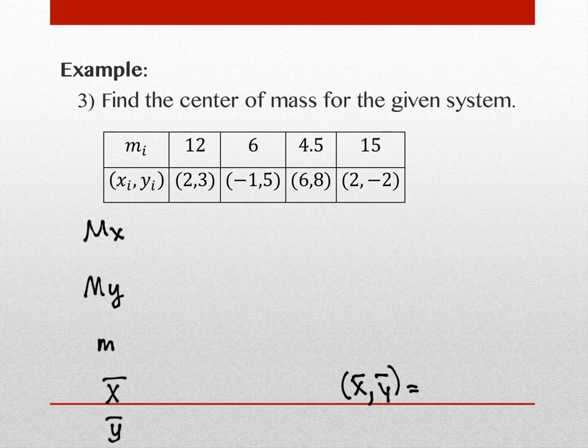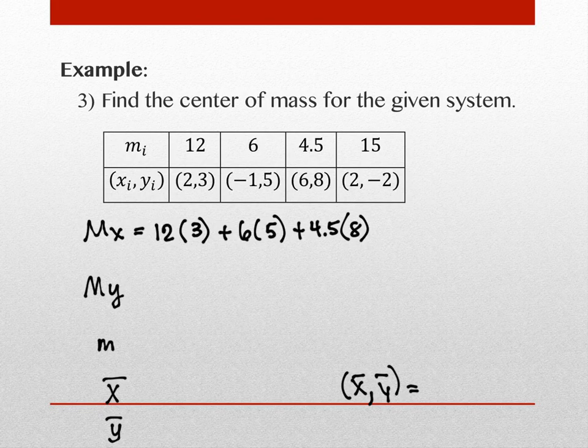Everybody good? Okay, so in each one of these cases, the mass values are going to show up. So 12, 6, 4.5, and 15. So with m sub x, we have 12 times what? 3. It's the y values that get multiplied when we do m sub x. Good. And then I have 6 times 5, and 4.5 times 8, and 15 times negative 2. Okay, so in m sub x, I'm using y values.